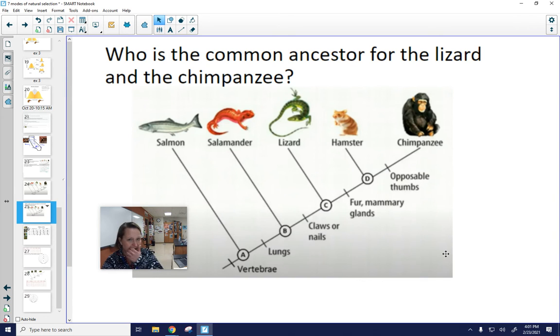So looking at this, who is the common ancestor for the lizard and the chimpanzee? So there's a creature that gave rise to both of them. Is it A? Is it B? Is it C? Or is it D? Well, how you tell is where these two creatures intersect. So you'd follow the lizard down, there was an ancestor there, you follow the chimpanzee down, and so letter C is representing that common ancestor.